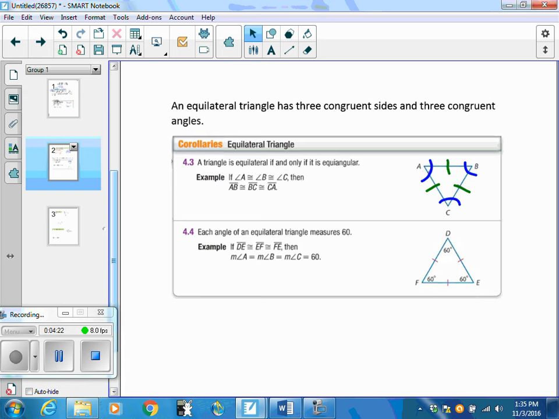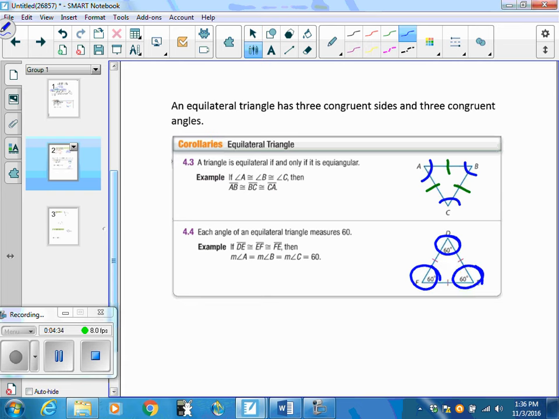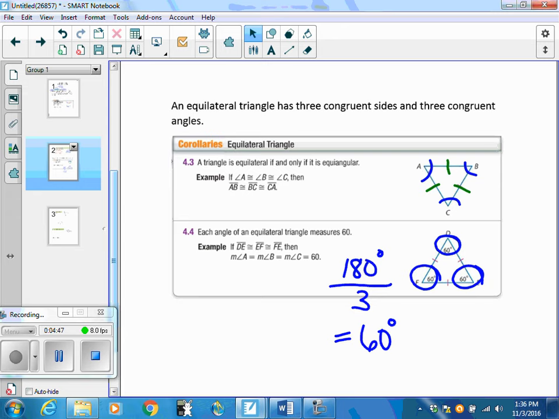4.4 says each angle of an equilateral triangle measures 60 degrees. So we know that all of the angles of an equilateral triangle are congruent. And so if one is 60, then they all have to be 60 degrees. That's because there are 180 degrees in a triangle, and 3 congruent angles, 180 divided by 3 is 60 degrees. So each angle is 60.